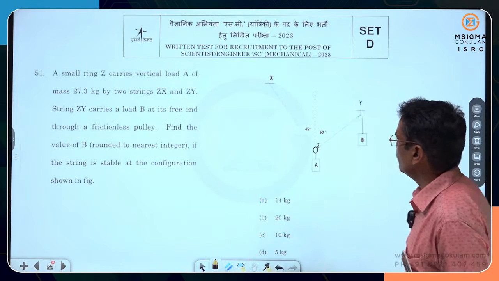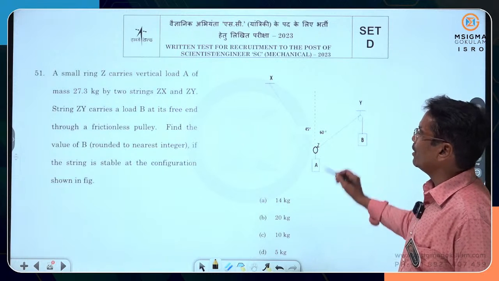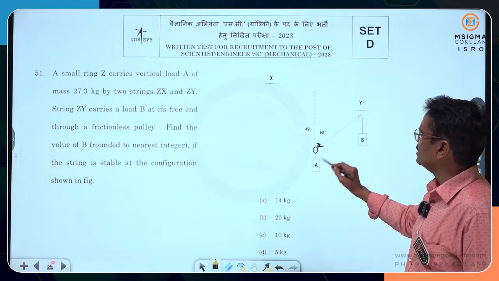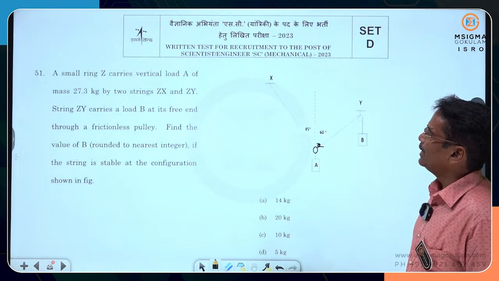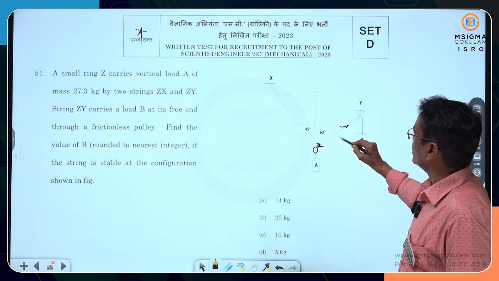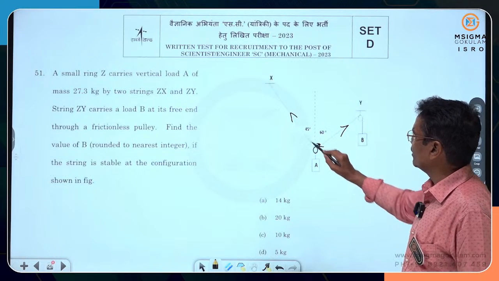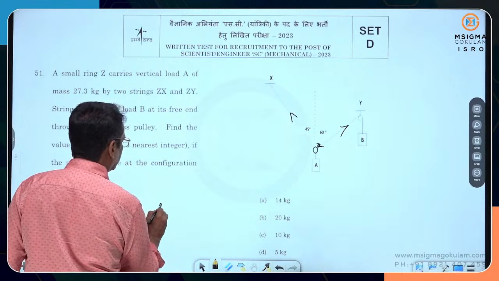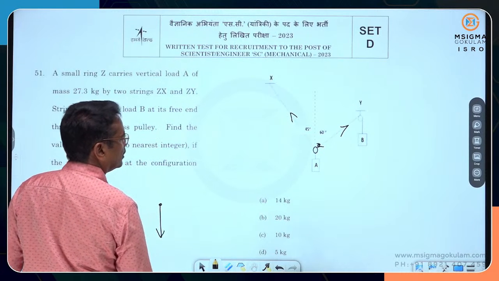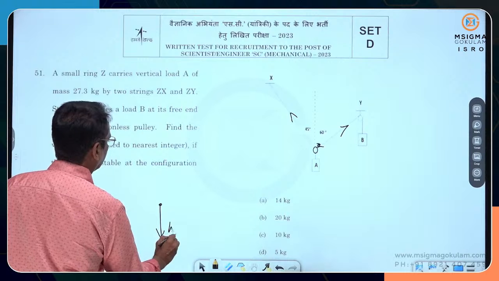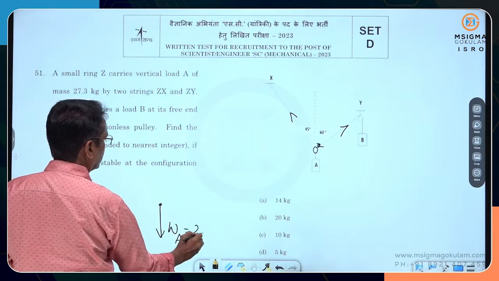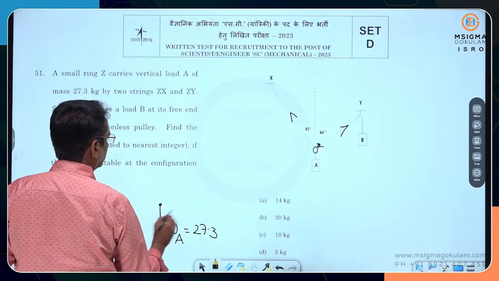This is a simple engineering mechanics question. A small ring Z carries a vertical load. Here there is a vertical load and 2 strings, one string here and one string here. If you draw the free body diagram for that ring Z, this is the weight of A. What is the weight of A? 27.3 kg.